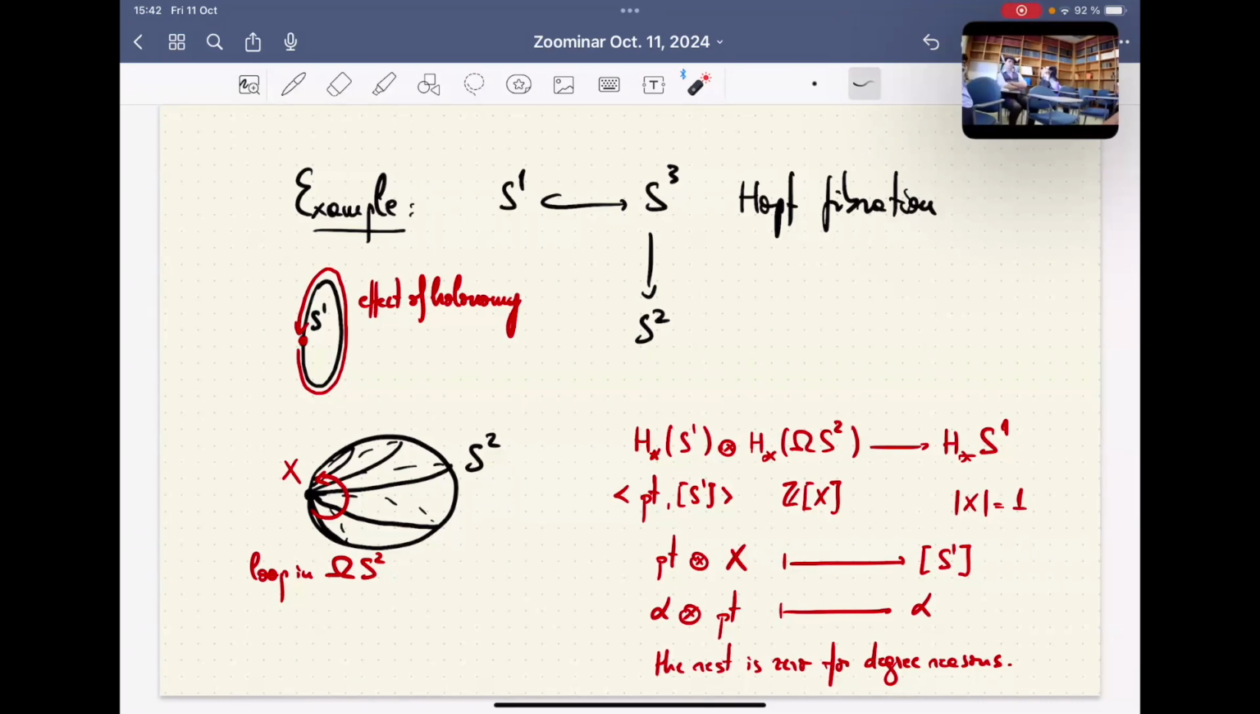And of course, the class of a point in the base loop space will act trivially, and that's always the case. This is a consequence of the fact that I have a module structure of the DGA, and the class of a point is the unit in the algebra given by the homology of the base loop space, and the rest of the operations are 0 for degree reasons in this particular case.